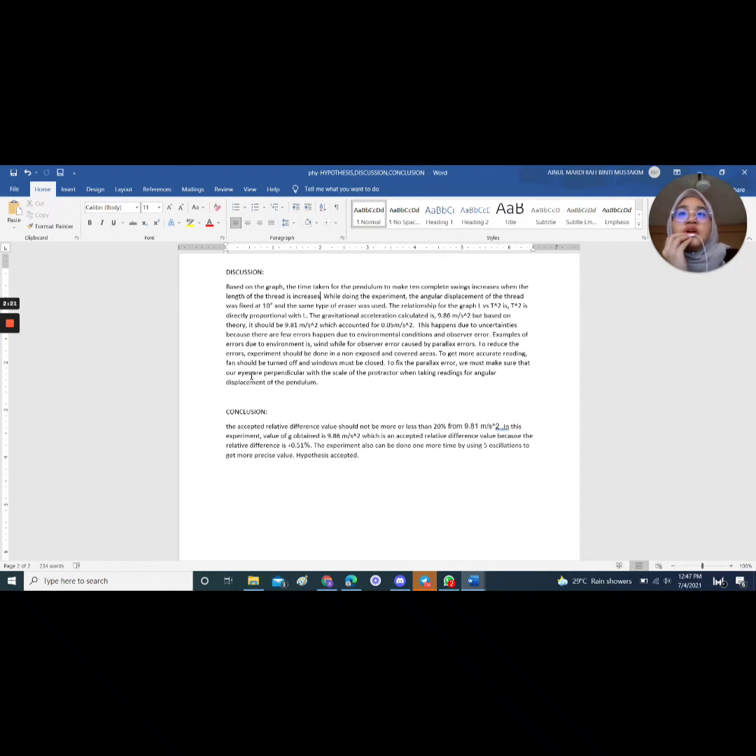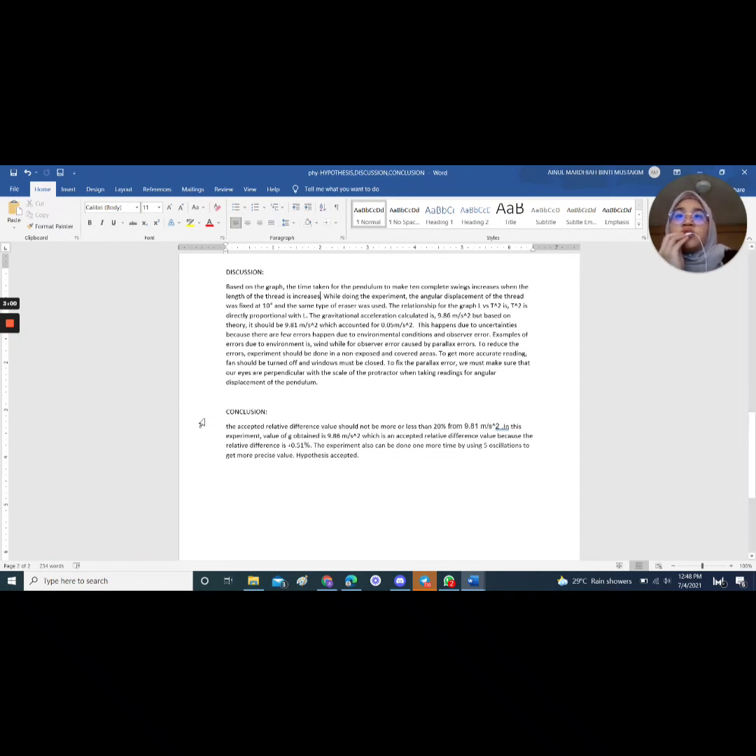So to reduce the errors, the experiment should be done in a non-exposed or covered area, such as a room. To get more accurate readings, the fan in the room should be turned off and the windows must be closed. To fix the parallax error, we should make sure that the observer's eyes are perpendicular to the scale of the protractor when taking readings for the angular displacement of the pendulum.